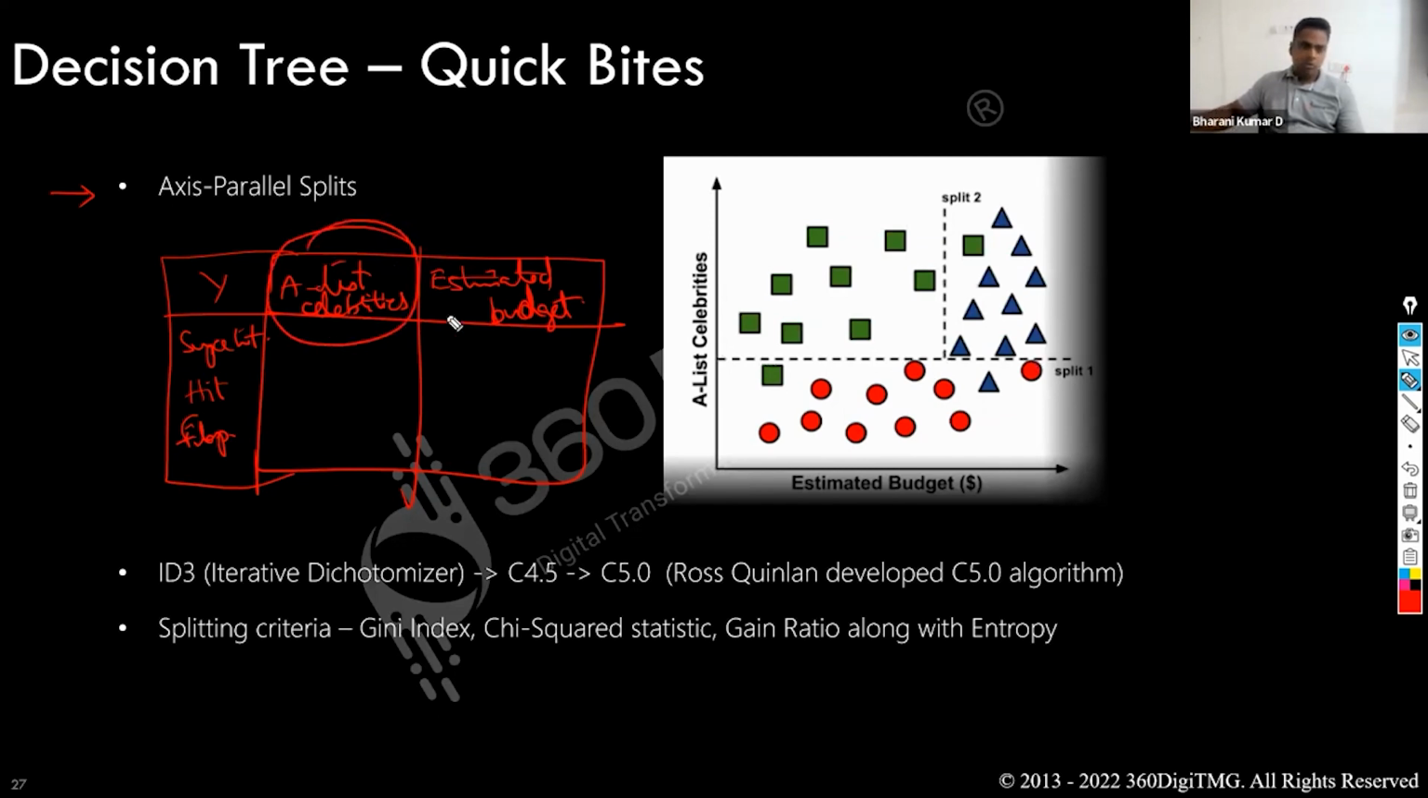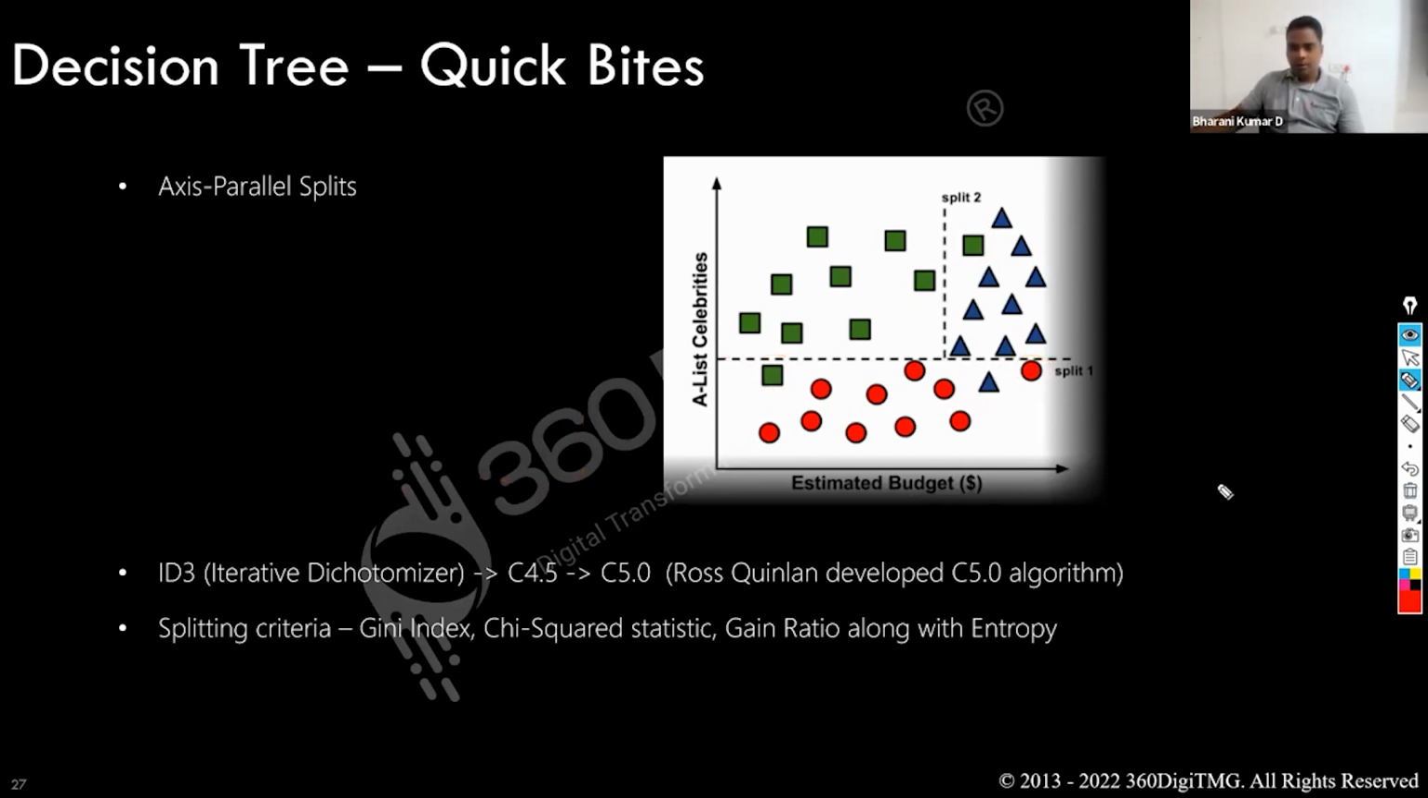So when you want to use A-list celebrities, it will come up with a split like that. And if you use estimated budget, it will come up with a split like that. What does that mean? These values will be misclassified. Okay, these values will be misclassified.